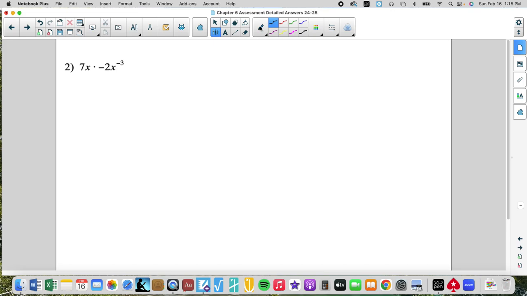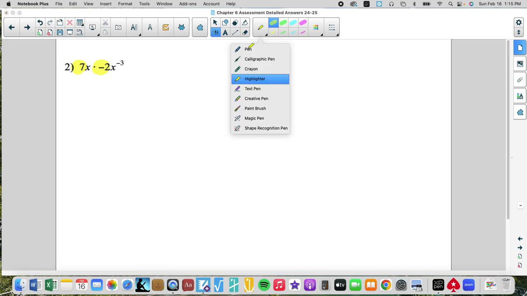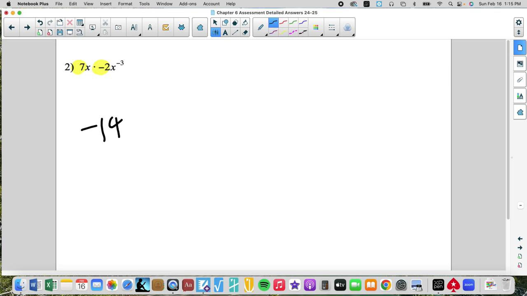Same thing, we have coefficients. We have 7 times -2, which gives us -14. And then we have x to the first times x to the -3rd. You don't have to move those. You can have 1 plus -3, which gives us -14x to the -2.